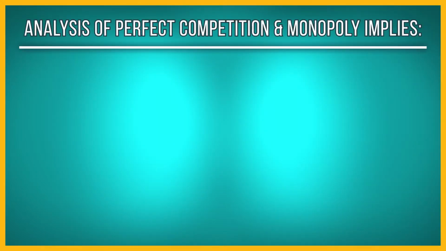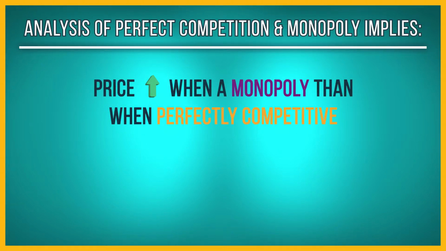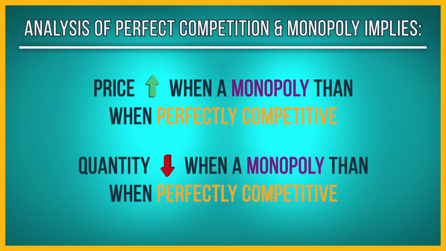Analysis of perfect competition and monopoly has two key implications. One implication is that price is higher when the industry is a monopoly than when it is perfectly competitive. The second implication follows from the first. Since price is higher in monopoly, quantity is lower when the industry is a monopoly than when it is perfectly competitive.